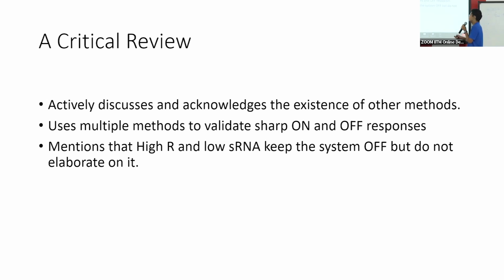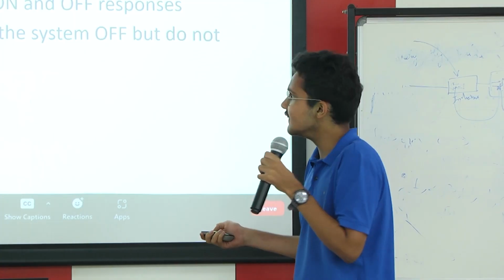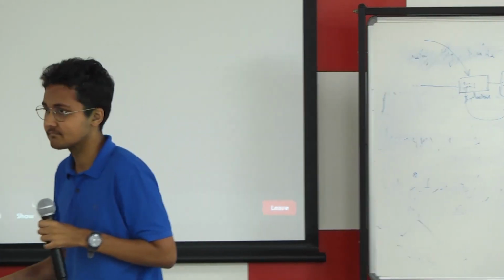One of the points I did not understand was that it mentions that high repressor and low sRNA also keeps the system off, but it does not elaborate on how it does that. That's it. Thank you.